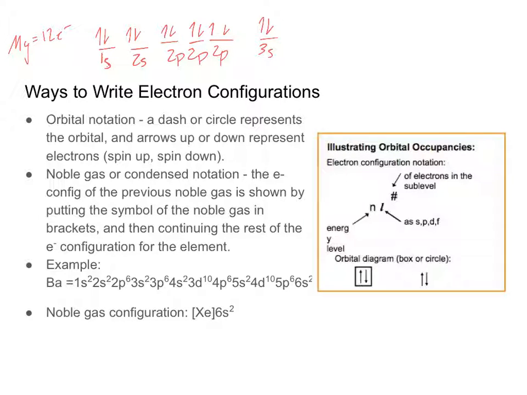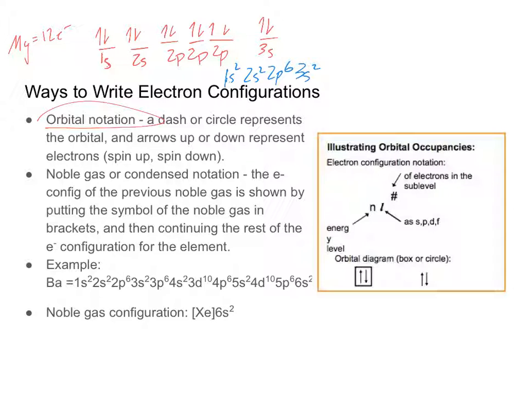So that's our orbital notation. Our electron configuration for this particular atom would be 1s2, 2s2, 2p6, 3s2. So that would be our electron configuration.